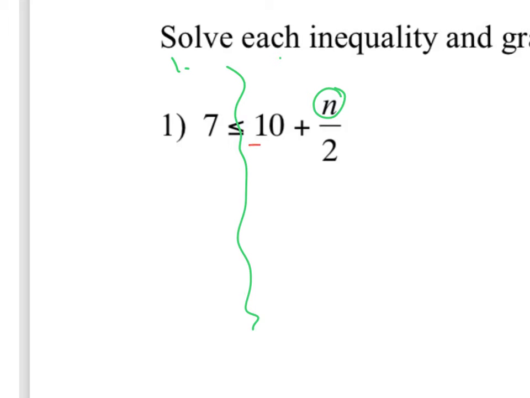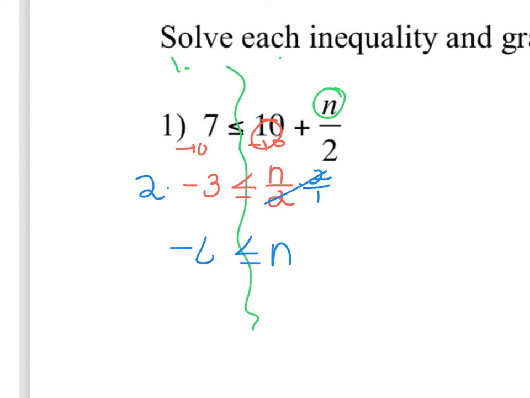First we would subtract 10 on both sides of the equation. That turns that into a 0, and that turns 7 minus 10 into a -3. I keep my inequality, and then I rewrite my n divided by 2 on this side. Then I multiply by 2 on this side, which would give me an n. And there's my inequality sign. And multiply by 2 on this side, which would give me a -6.